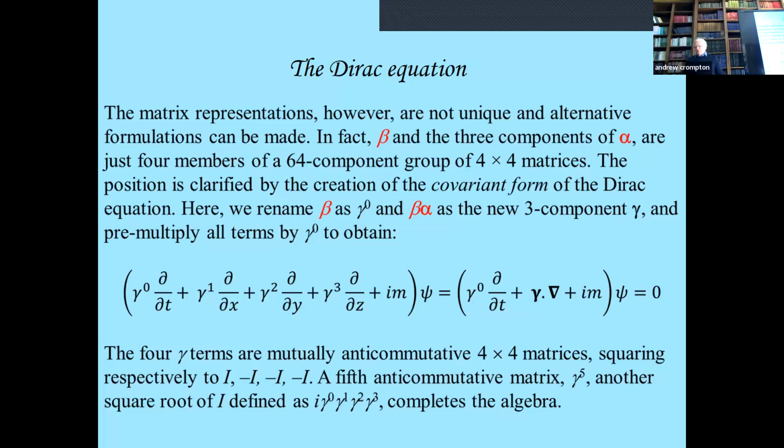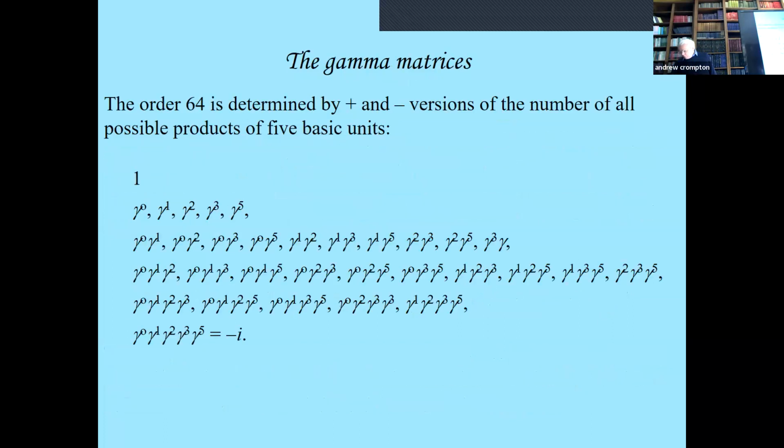And the four terms are mutually anti-commutative 4x4 matrices. They square respectively to the identity, minus identity, minus identity, minus identity. And there's a fifth anti-commutative matrix which doesn't appear in the equation, which is also a square root of the identity, defined as i gamma naught, gamma 1, gamma 2, gamma 3.